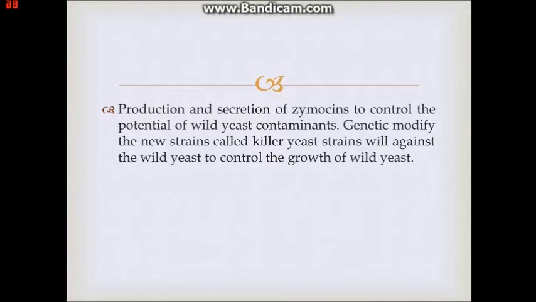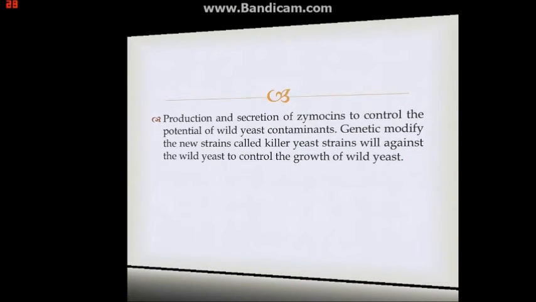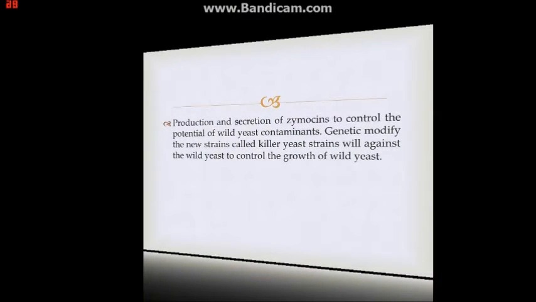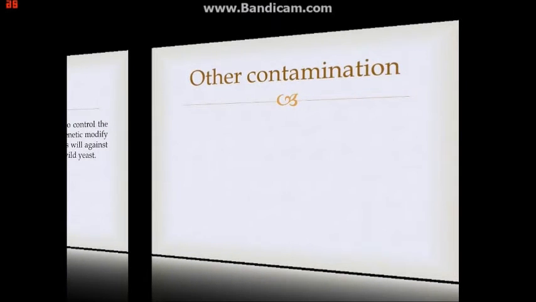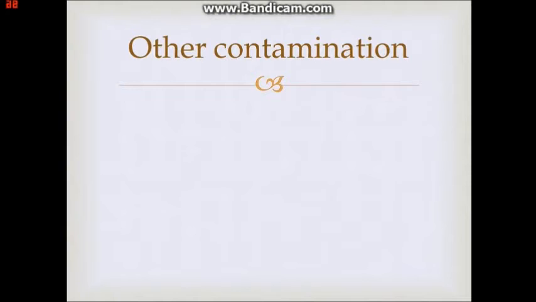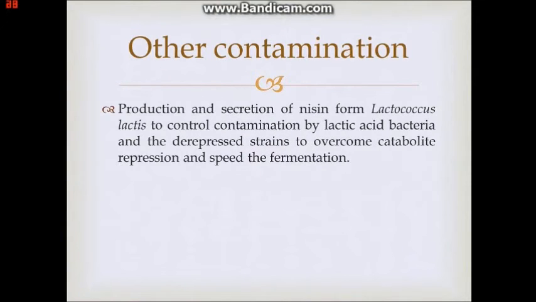The solution is production and secretion of zymocin to control the potential of wild yeast contamination, or genetically modified new strains called killer yeast strains to control the growth of wild yeast. Last but not least, other contamination. The solution is production and secretion of nisin from Lactococcus lactis to control contamination by lactic acid bacteria, and a de-repressed strain to overcome catabolite repression and speed up the fermentation.